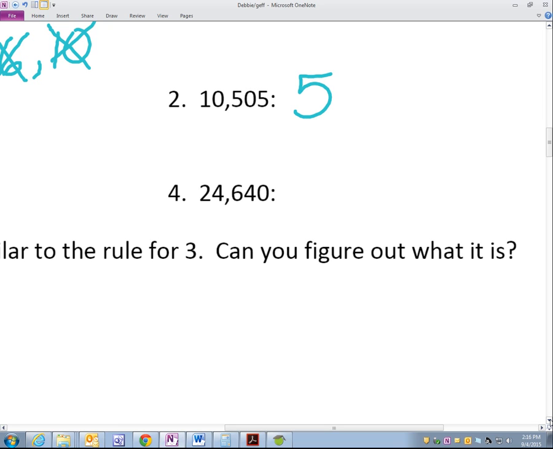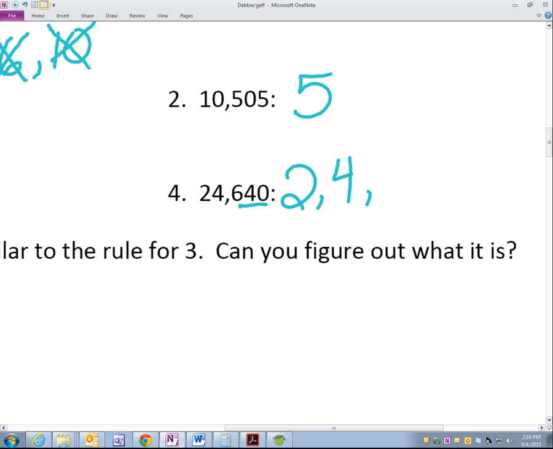24,640. Is it divisible by 2? Yes, it is, because that's an even number. Next one, 3. Let's find out. We got 2 plus 4, which is 6, plus 6, which is 12, plus 4, which is 16. Is 16 divisible by 3? No, it is not. Then we have 4. Is 40 divisible by 4? Yeah, 10 times. So we got 4.